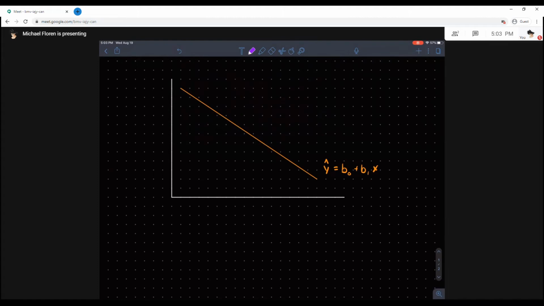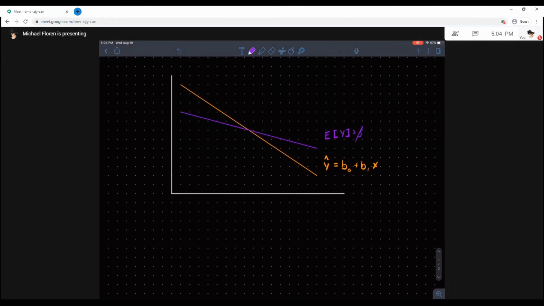Now let's say purple isn't going to be the best guess line. Purple's going to be what the actual line is if I had like all the data in the world. So if I had all the data in the world, my line would be this expected value of y equation, which doesn't use these b values. It uses the beta values.